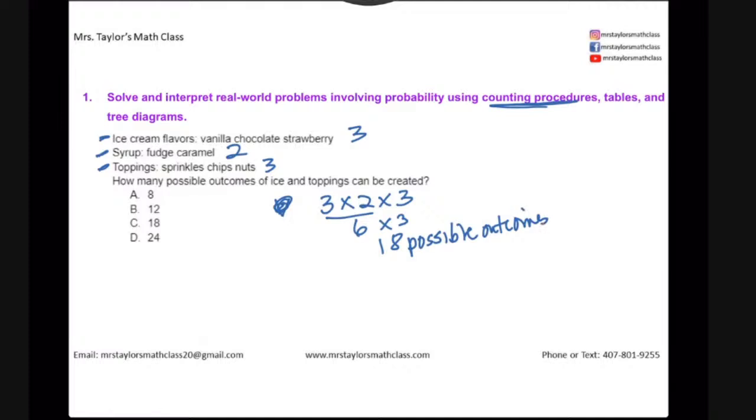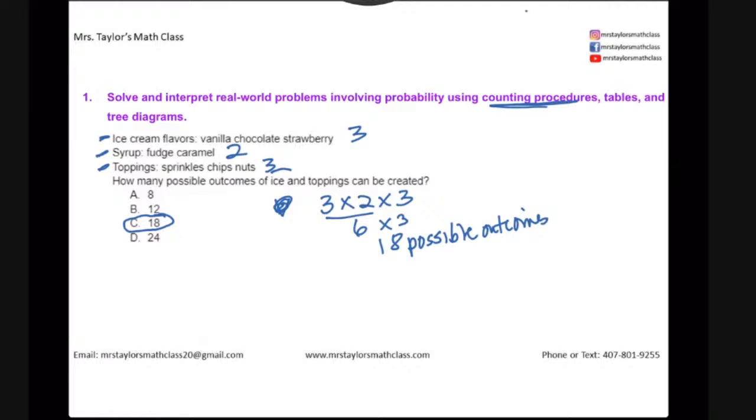Okay, now in the reading here, it says ice. I guess they mean ice cream and toppings. I don't know if they mean to leave out the syrup, but I think they mean to include the syrup. So we'll just leave it at 18, because if you leave out the syrup, then the answer is not here. So anywho, 18. But you can make this into a tree.